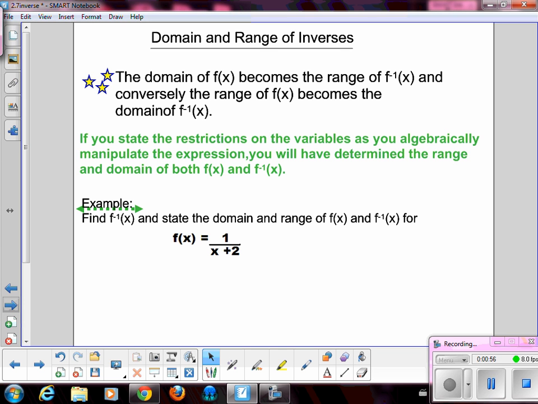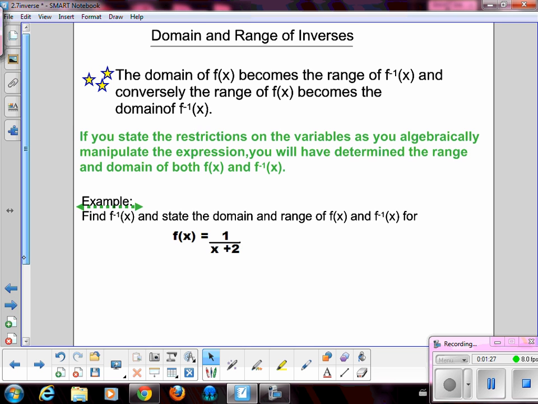So, domain and ranges of inverses. The domain of f of x becomes the range of the inverse of x, and conversely, the range of f of x becomes the domain of the inverse of x. And that makes sense. We're switching the x's and y's, so it makes sense that the domain and range between the two also switch. So if you state the restrictions on the variables as you algebraically manipulate the expressions, you will have determined the range and domain of both the original function and its inverse.